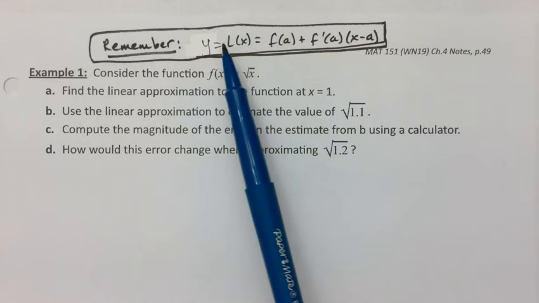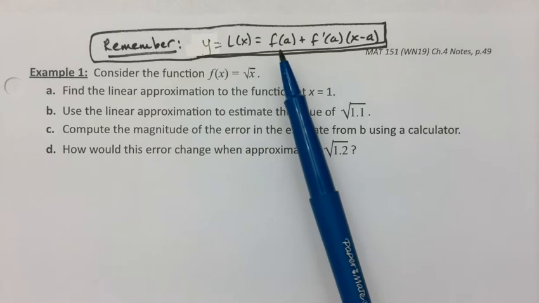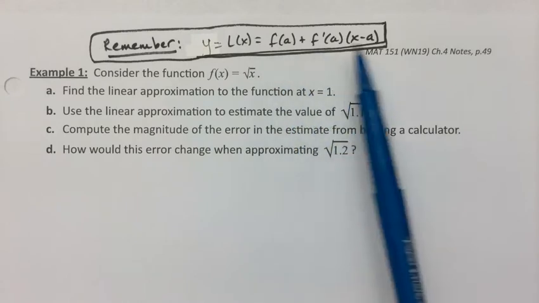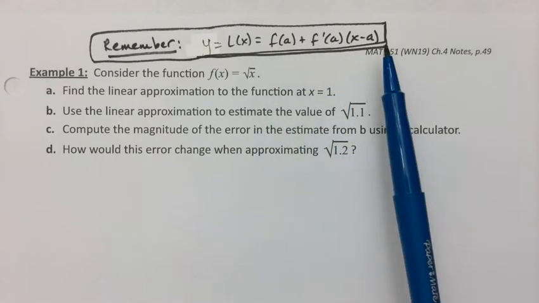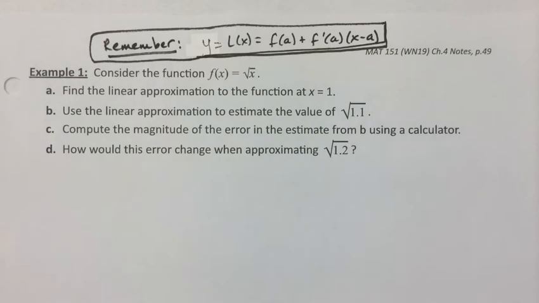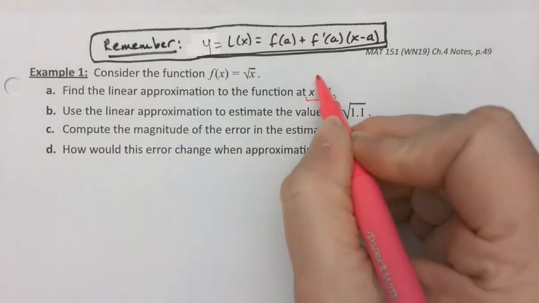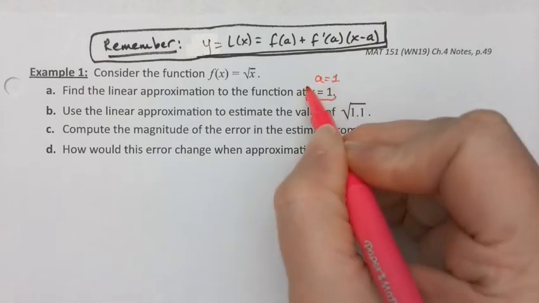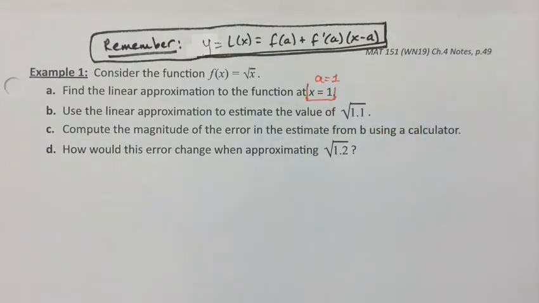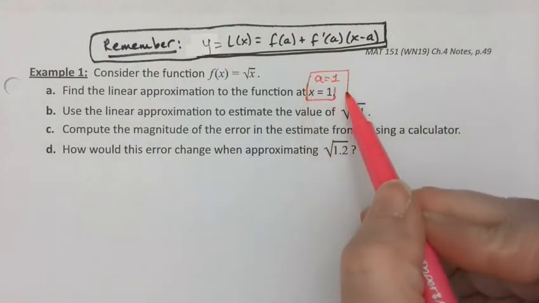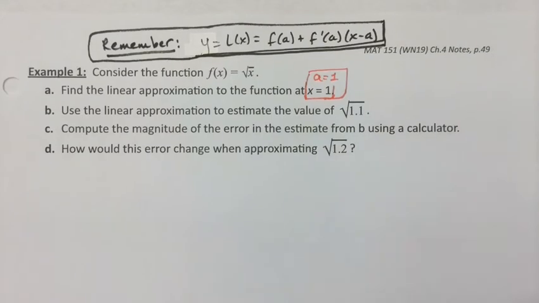So remember, this is the linear approximation. I need f of a, I need f prime of a, and then x minus a is fine because I know my a value is 1. You can see right here, x equals 1 is telling us that a equals 1. They're giving us a particular value, so that's constant. All right, so we know a equals 1.